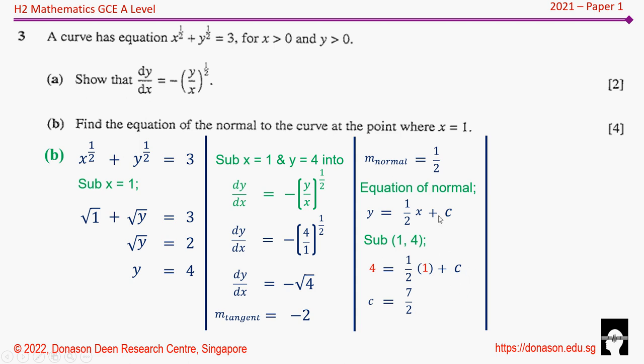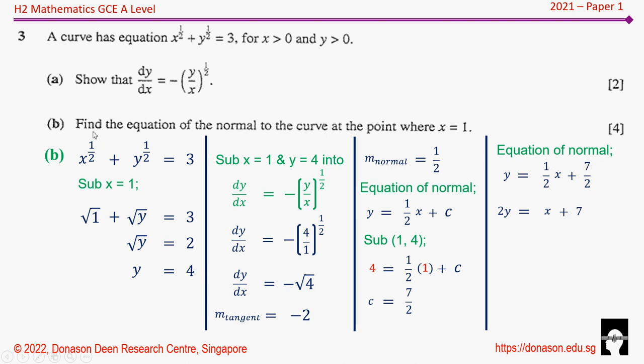So since we got that, let's take this value of c and put it back into the equation of the normal. So hence the equation of the normal would become y equals half x plus 7 over 2. And of course we can get rid of the denominator 2 by multiplying throughout the expression by 2. So this would become 2y. Half of 2 is 1. So that should be 1x, which is x plus 7.